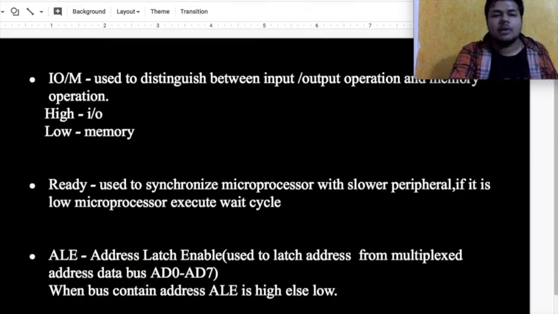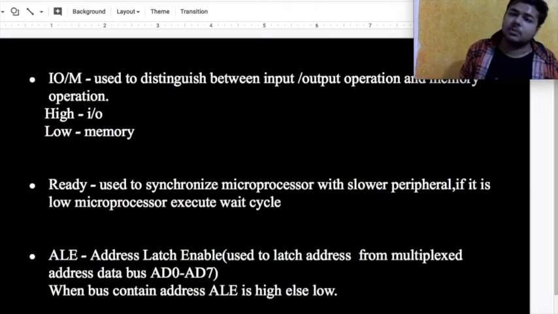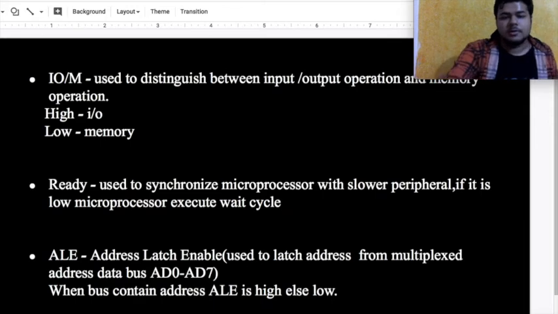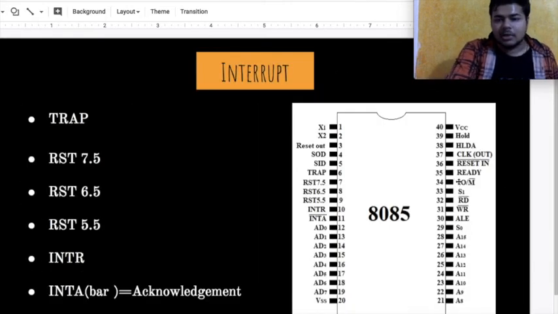Now coming to the IO/M, it is used to distinguish between input/output operations and memory operations. When this port has high voltage, it means an IO operation is being performed, and when it is low, it means a memory operation is being performed. This is the IO/M port.